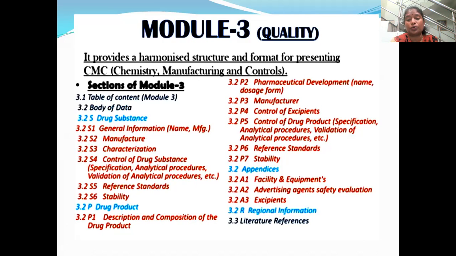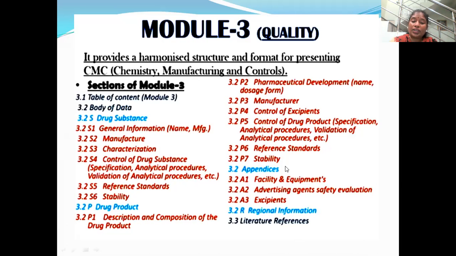So what are the excipients used and how they are controlled, and control of the drug product means specifications, analytical procedures, validation of analytical procedures, everything you have to submit. And stability, very important stability data, you have to submit here. In stability data, you already know that stability contains stress testing, accelerated stability testing, and long-term stability studies, and photostability studies, everything you have to submit.